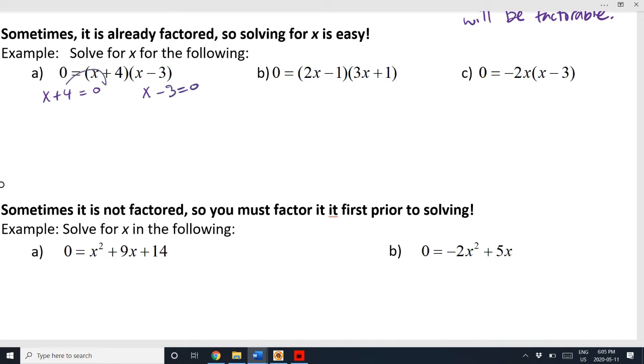Okay, and then we'll move the 4 over to this side, so x is equal to negative 4. And then we'll move the negative 3 to this side, so x is equal to 3. So those are our solutions. x is equal to negative 4, and x is equal to 3.